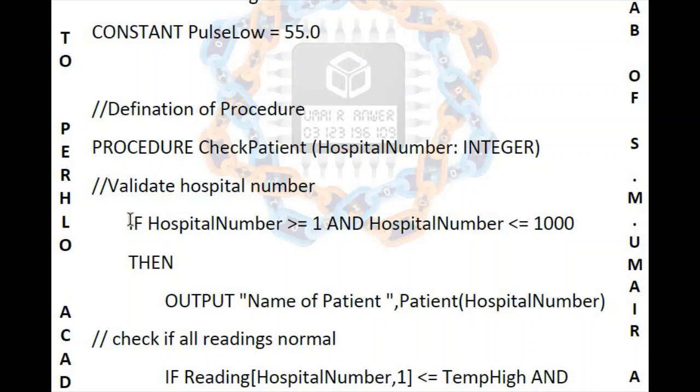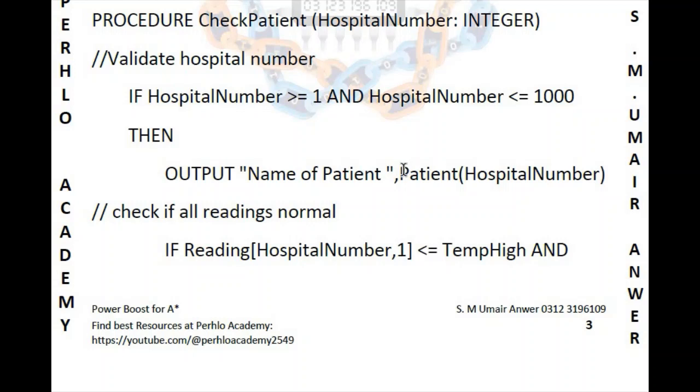Now first of all we need to validate the hospital number, so we'll apply a range check: if hospital number is greater than or equal to 1 and less than or equal to 1000, then do what? Output the name of the patient. How do we do that? We simply use the hospital number as index and we take the relevant value from the patient's array.